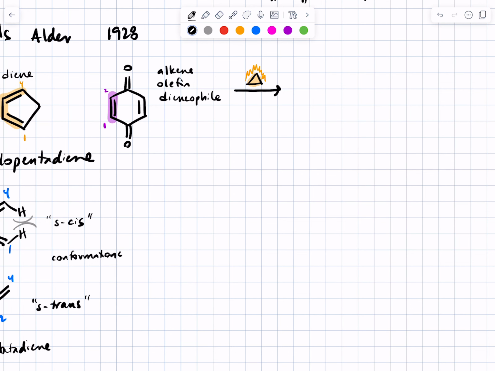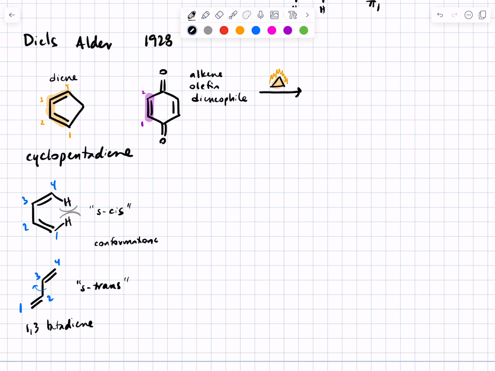So now I'm going to draw the product of the reaction, and I'm going to try to highlight the bonds that were formed in the process. Here are the 4 original atoms of the diene: 1, 2, 3, and 4. Here are 2 new sigma bonds between carbons 4 and 1 of the diene, and between carbons 2 and 1, respectively, of the olefin or the dienophile.